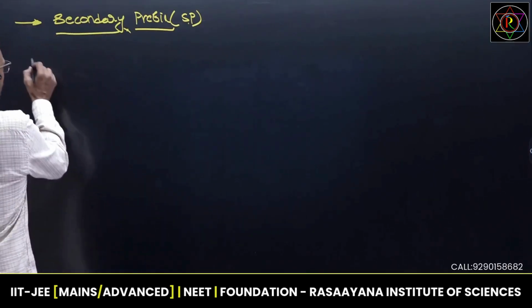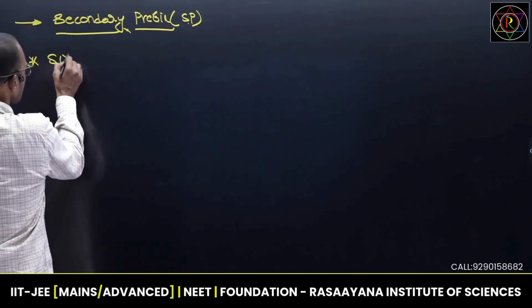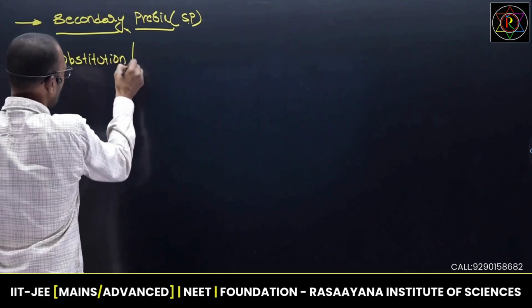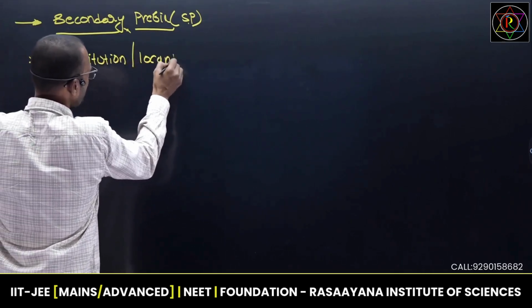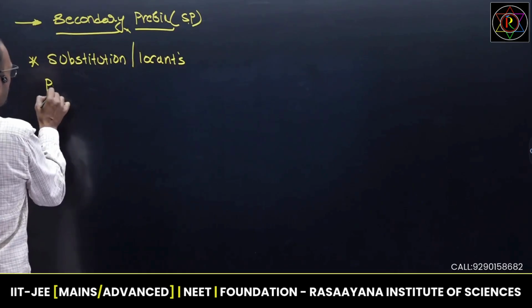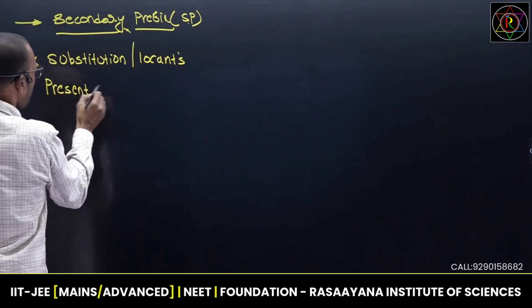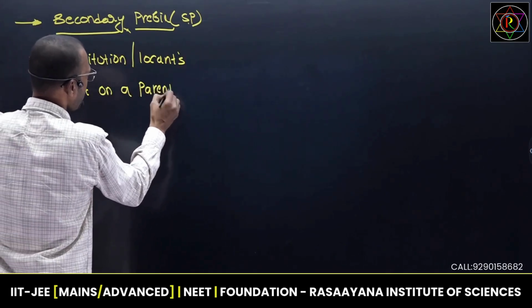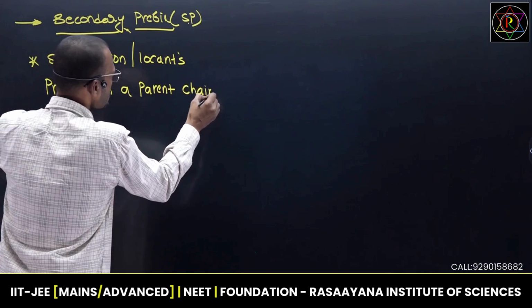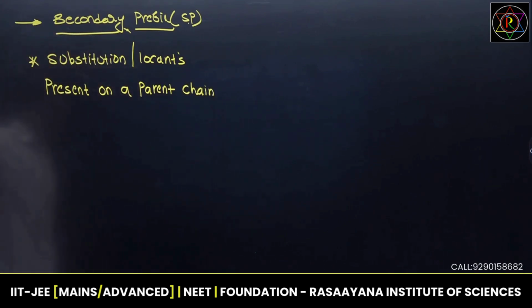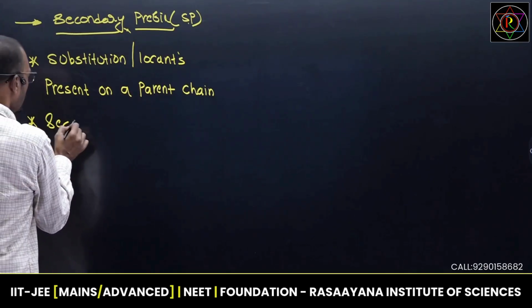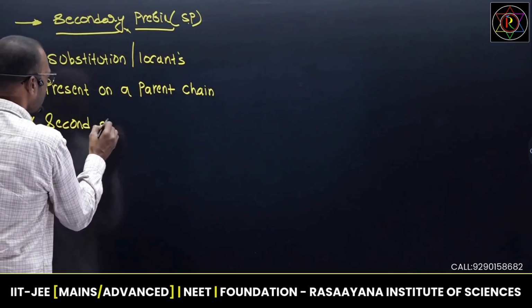Okay. So we can write like this: substitutions or locants present on a parent chain. Substitutions or locants present on a parent chain are called secondary prefix. Okay. Secondary prefix is also called second grade functional group.